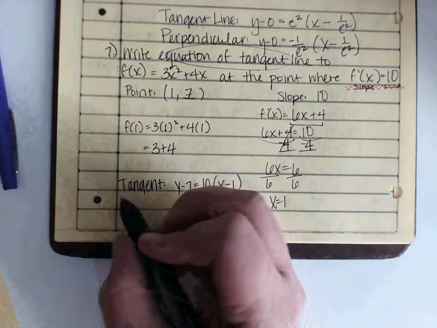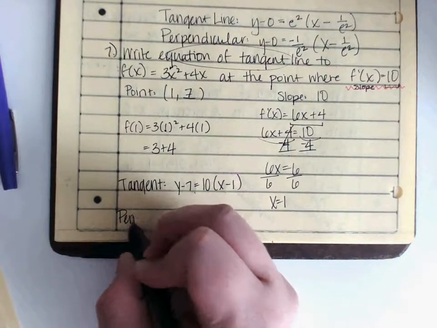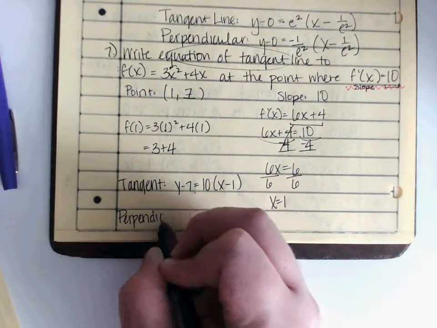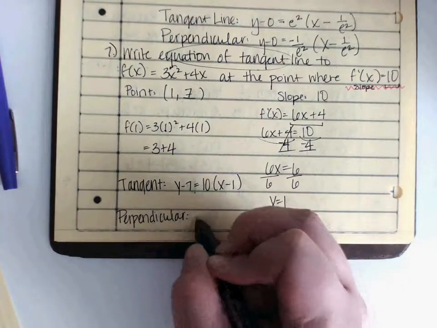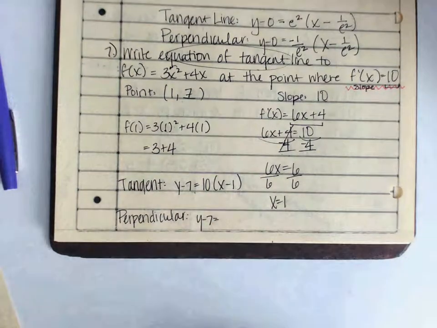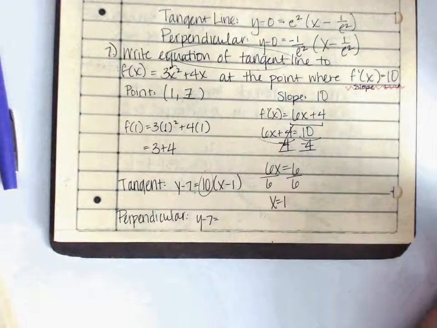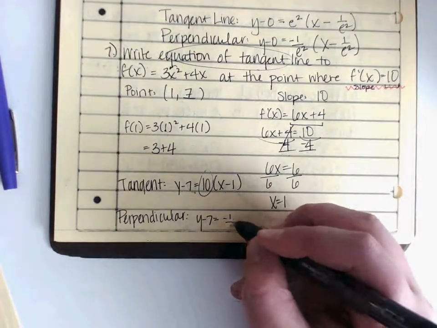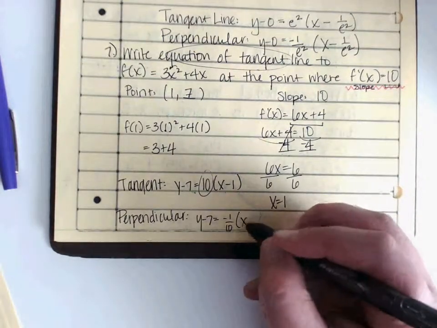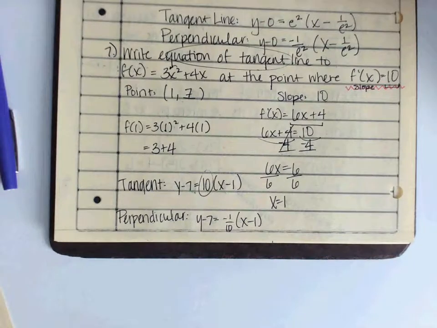If you were asked to do a perpendicular slope, you would do y minus 7 equals, then remember this guy, you're going to flip it and make it negative. So negative 1/10 x minus 1.